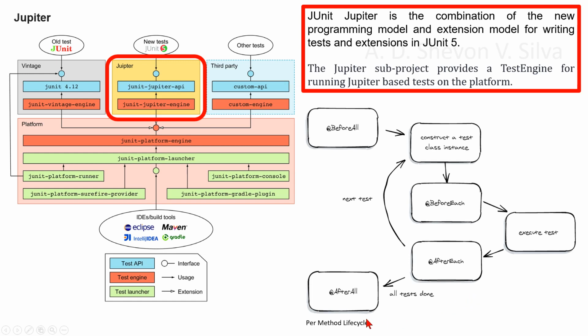Annotation interface AfterAll. @AfterAll is used to signal that the annotated method should be executed after all tests in the current test class. In contrast to @AfterEach methods, AfterAll methods are only executed once for a given test class.